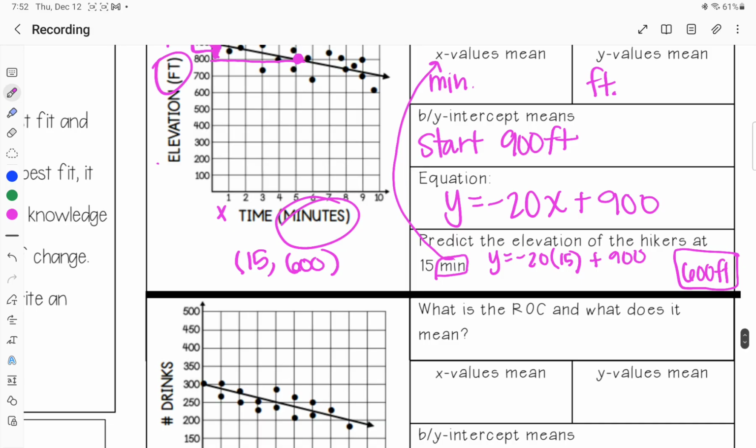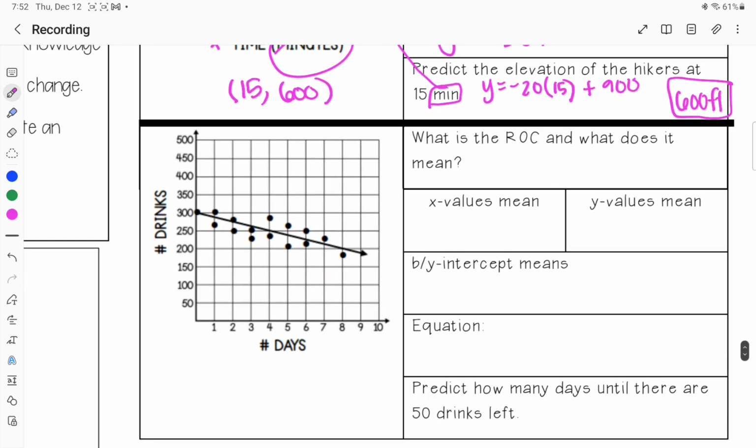All right, let's look at this next one. It says, what is the rate of change and what does it mean? So again, these are my y's, these are my x's. Rate of change is y over x, the change in y's over the change in x. So this is telling me how many drinks are changing, and how many days it takes for them to change. So again, I'm going to find my rate of change.